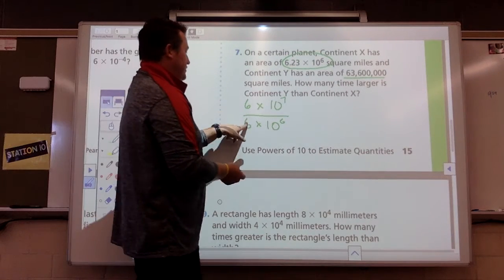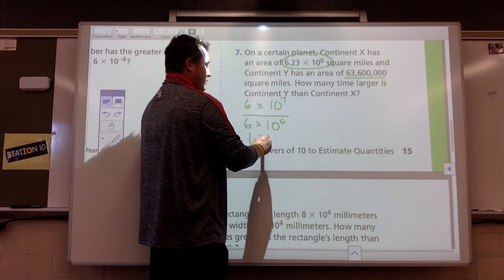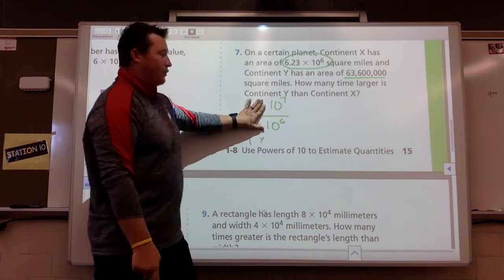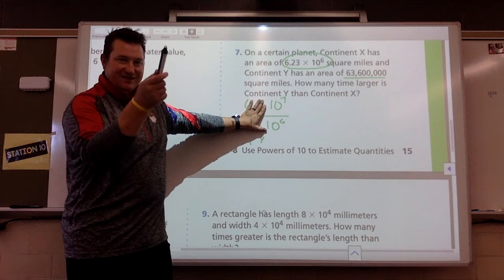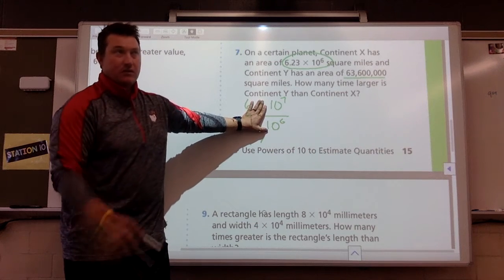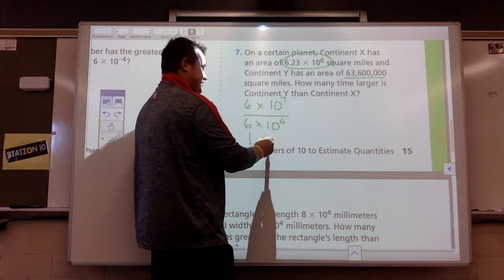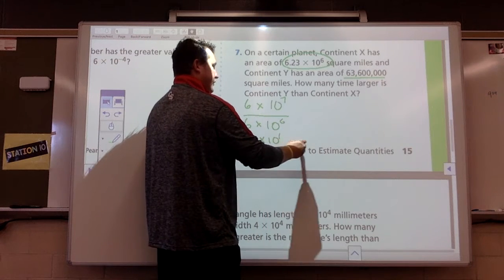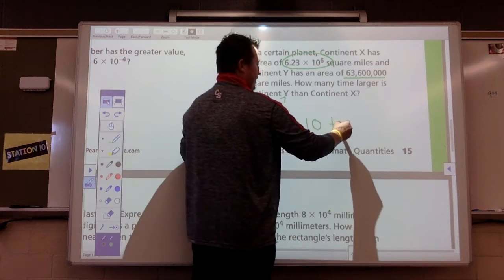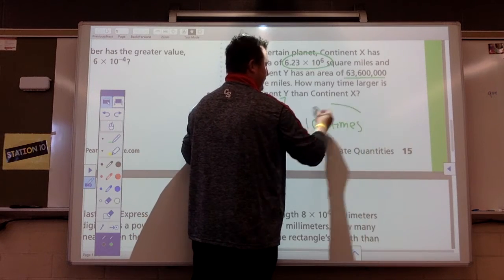Sounds good? Guys, what's 6 divided by 6? 1. Can you just do quotient rule on here for me? What's 10 to the 7th divided by 10 to the 6th? Quotient rule. Keep the base, subtract the powers. 7 minus 6 is 1. So this is 10 to the 1st, which is also just 10 times greater.